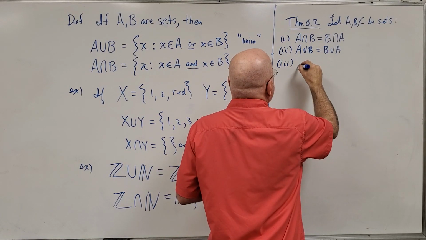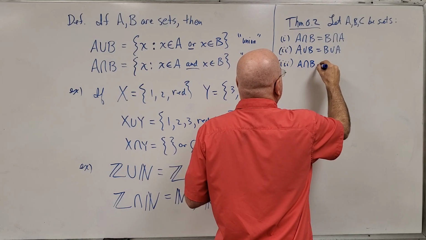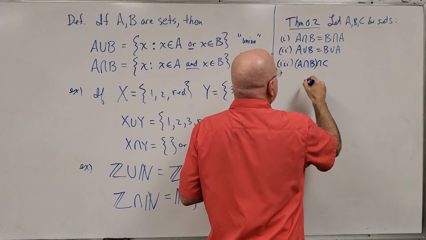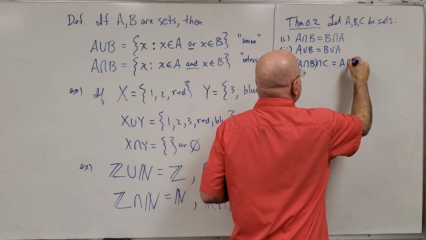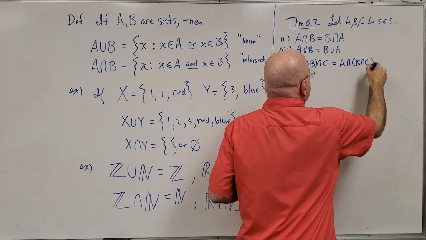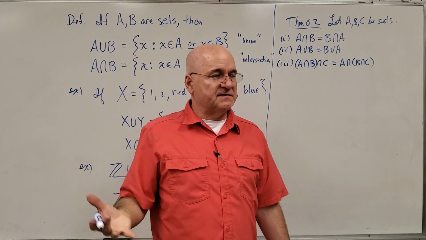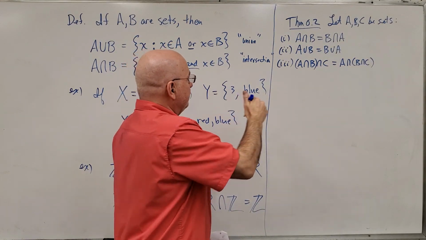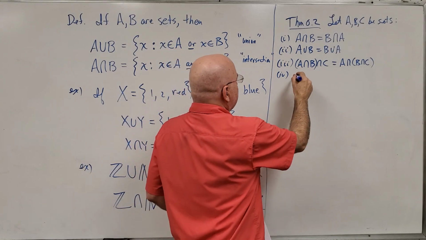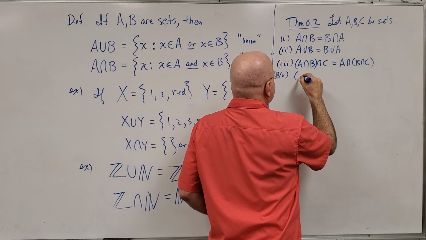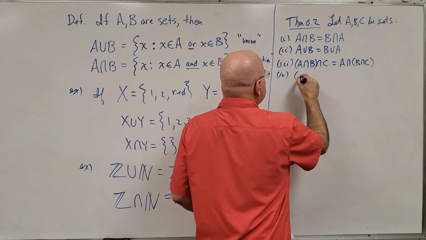It is A intersect B intersect C with parentheses around the A intersect B is equal to A intersect B intersect C. That would be called the associative property for sets, for the union of sets. And IV, or number 4, we're going to have the same thing for intersection. Sorry, I hope I said that right. That's the intersection. We're going to have the same thing now for union.